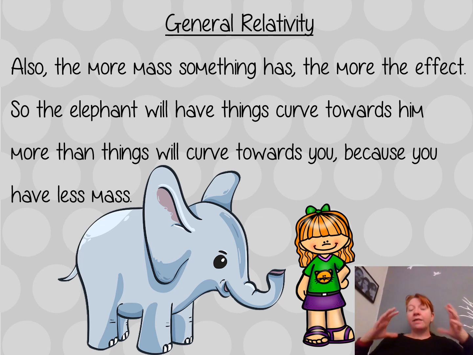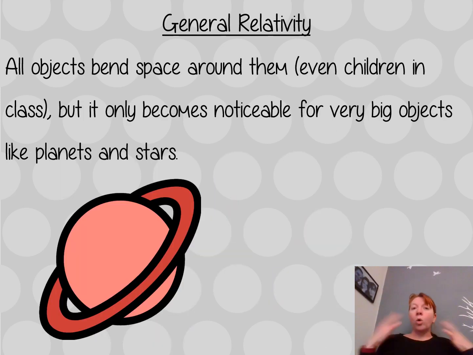So again, think about the big things pulling gravity towards them. They're pulling things towards them, just like the sheet. But when things get near to gravity, time slows down. All objects bend space around them, even little children. But it only becomes very noticeable, and you can only actually measure it, with big objects like planets.